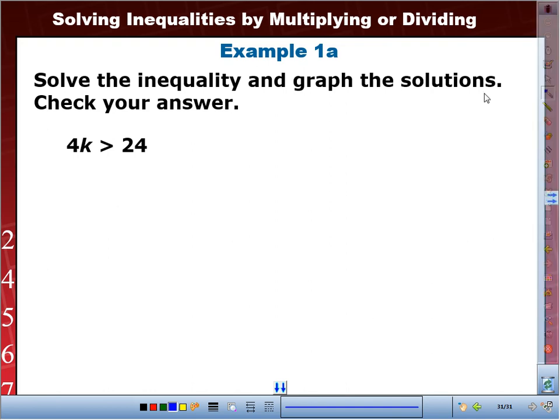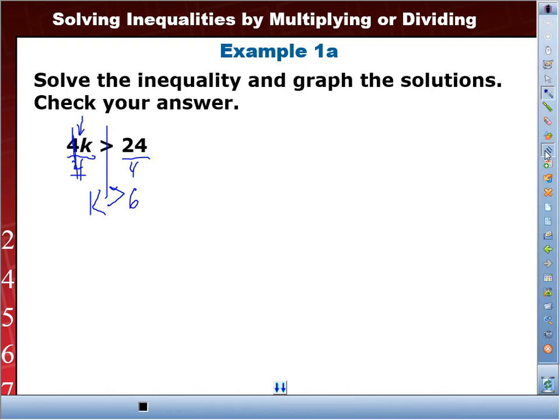Okay, let's do this one together. Here we go. Line down the inequality symbol. Here we have 4 and k. What is the 4 doing right here? Multiplying, so to get rid of it, we divide by 4, divide by 4. This is a giant 1. This is k greater than 6.